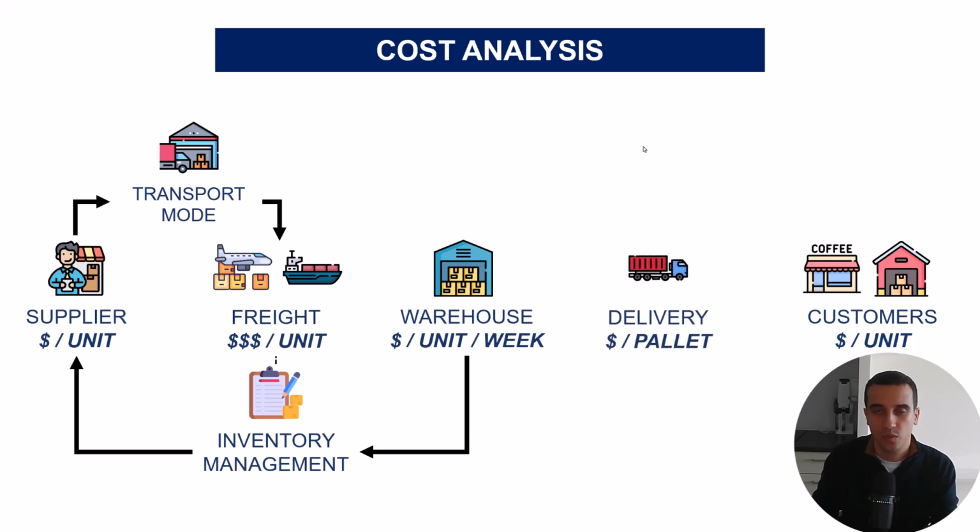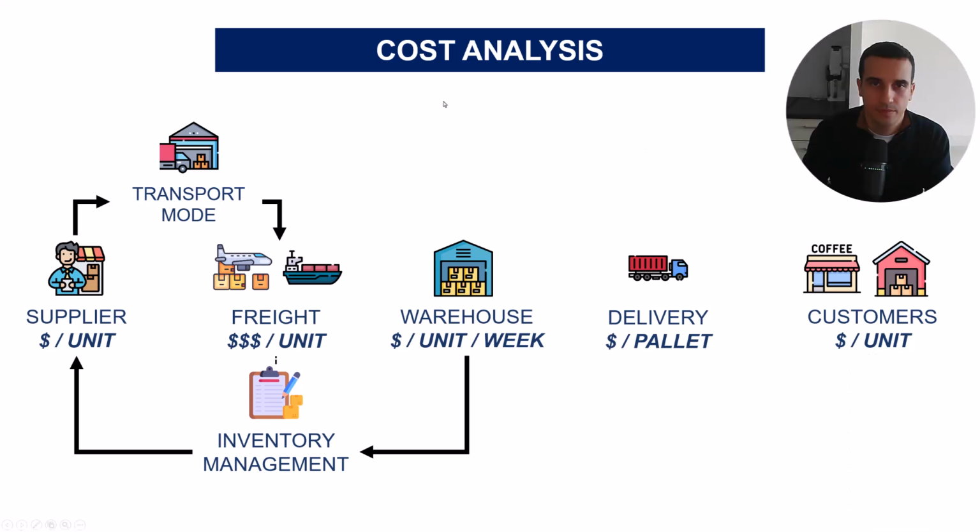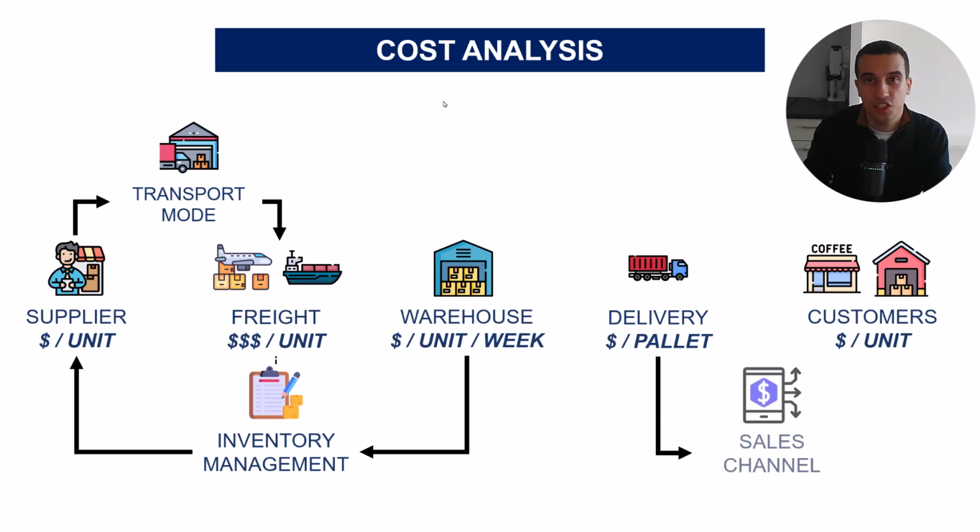Then we have the way that we deliver our customers. So here we are working with a transport company, but what we can see is that the pricing of the transportation will depend on the size of the shipments. So if you have larger shipments, it will be cheaper per pallet or per unit delivered. And finally, the last level of optimization is the sales channel strategy.